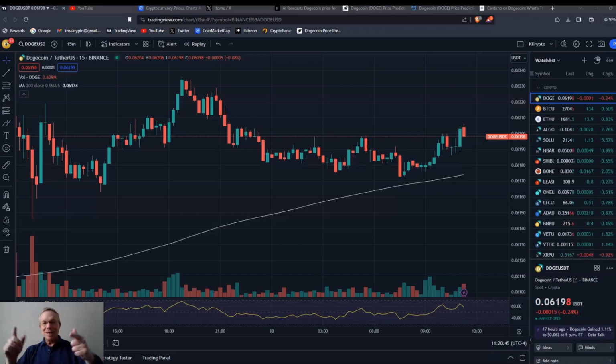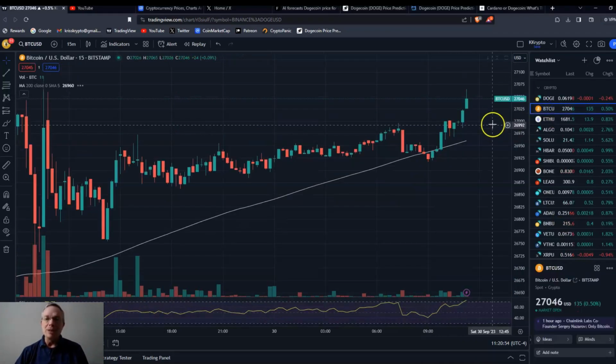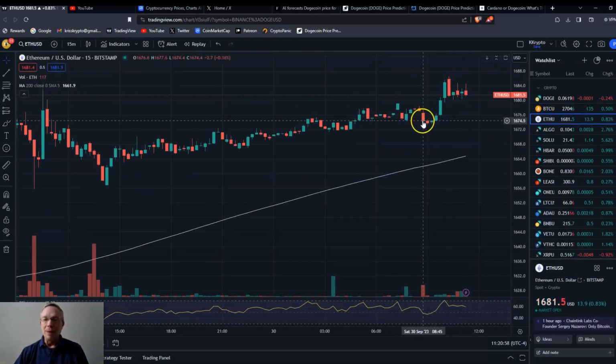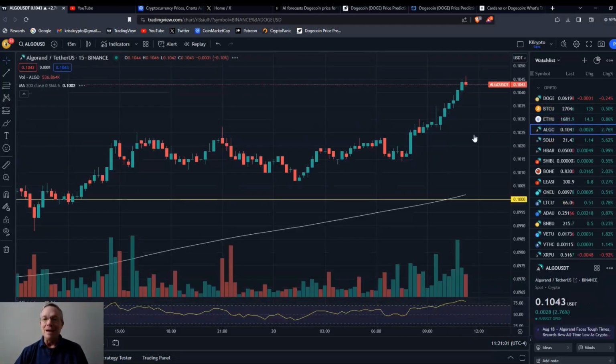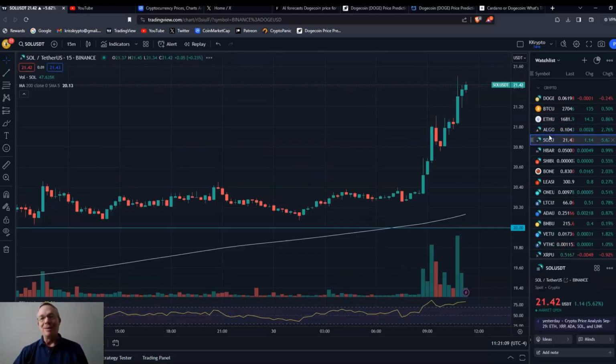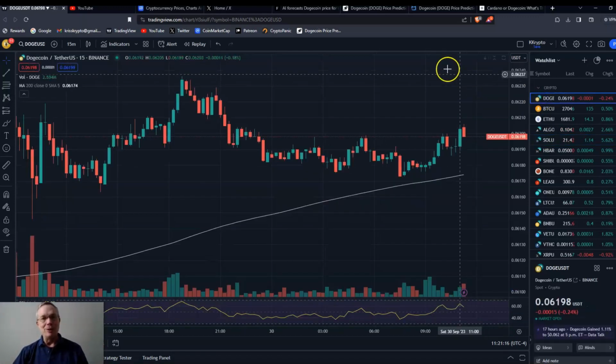So let's get into this though. 6.2 cents for Doge right now. Had just a little bit of an uptick from last night, but here's Bitcoin trading up over 27,000. ETH making a move up to 1680, and Algorand making a nice move this morning up over 10.40. Algorand's got a long ways to go to make its recovery. And then we'll talk about Solana in this run, which I think is fake, but you never know with cryptocurrency.